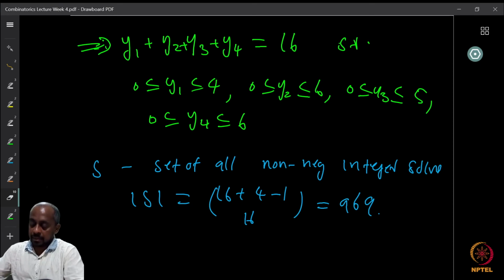Again, applying the same rule that we did earlier, we get 16 plus 4 minus 1 choose 16, the number of non-negative integer solutions, which will be 969. That is the total number of non-negative integer solutions. But now we have to put the other conditions on the right-hand side. So how do you do that? Well, we can define the bad guys, right?